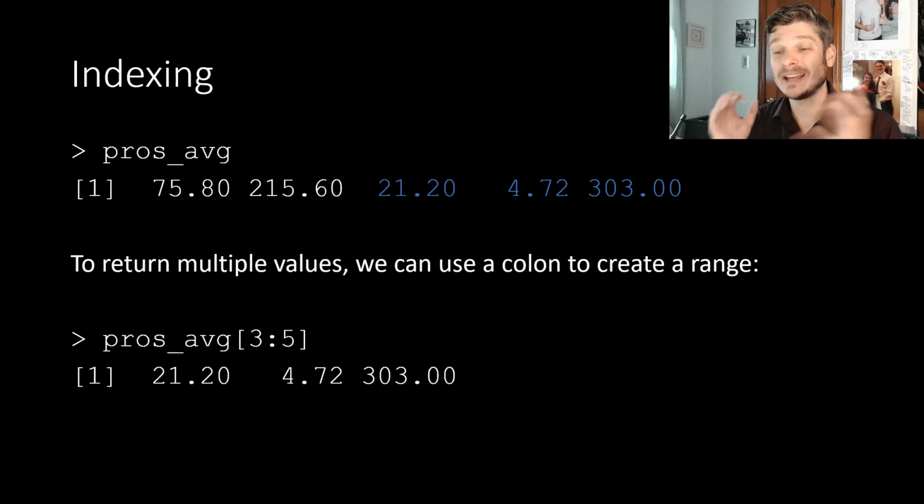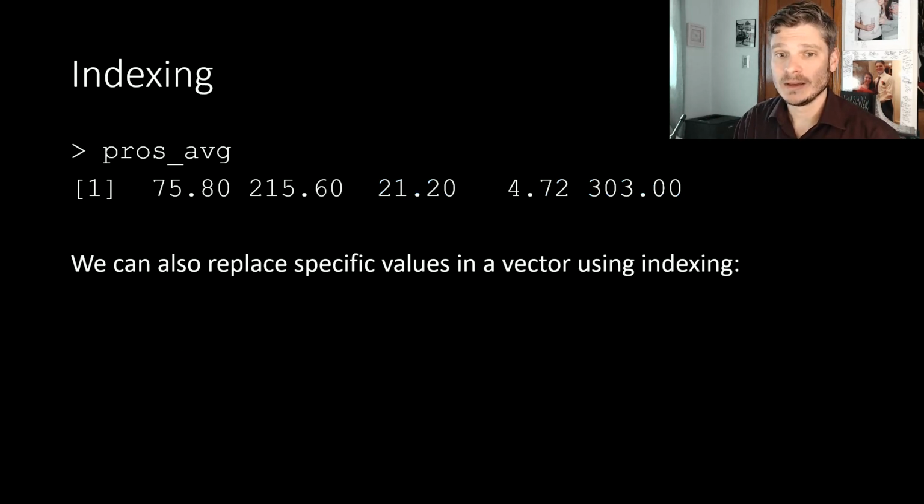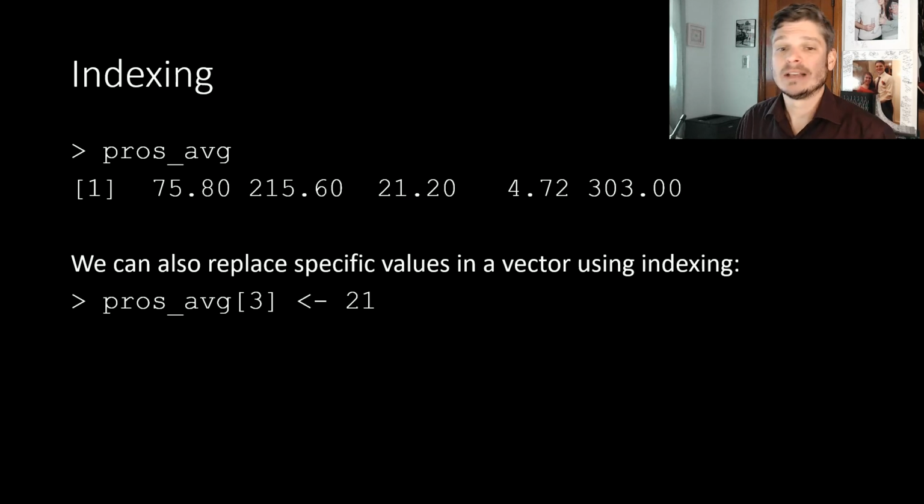All right, and so I can even pull a range of values using my indexing. Now, I can also replace specific values in a vector using indexing, which is really nice, because I can look at my vector and decide I want to replace just one value. So, okay, it's my third value in this case. So in pros average, in that third value, instead of 21.2, just do 21.